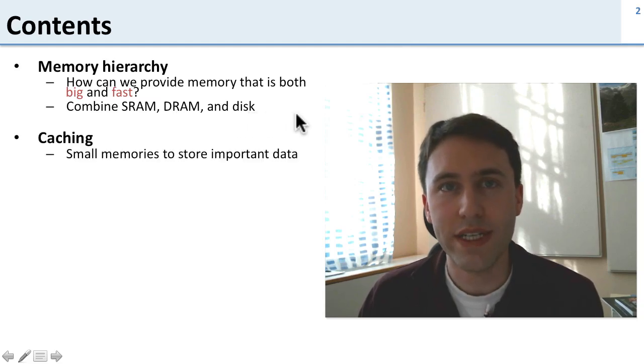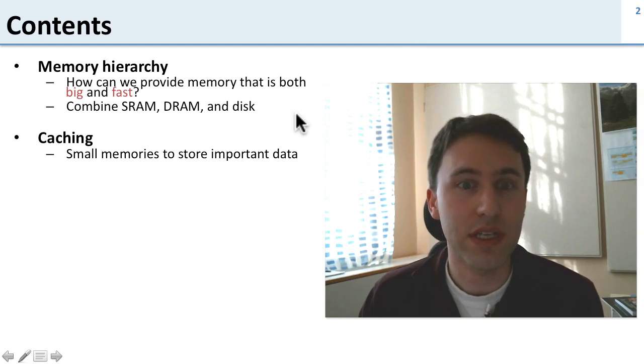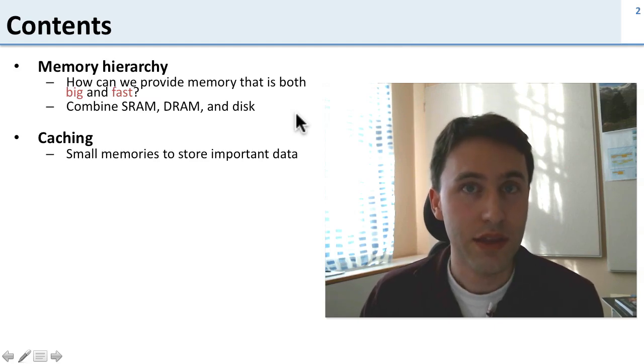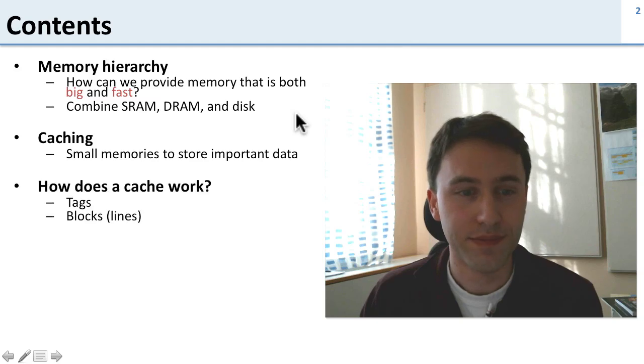Then I'm going to talk about what caching is. And this is going to be using a small fast memory to store important data. And the basic idea is if we find the data in that small memory most of the time, then most of the time it seems fast.